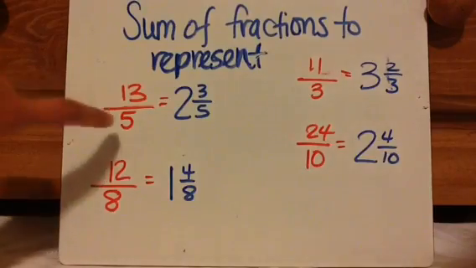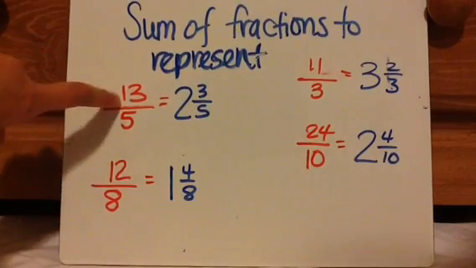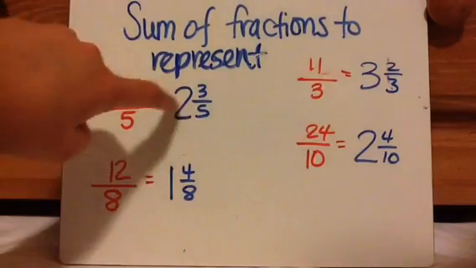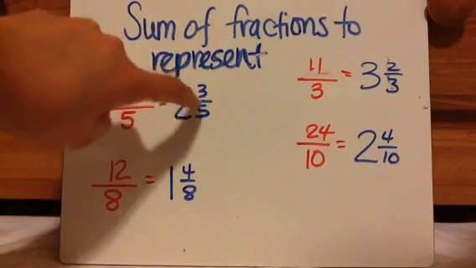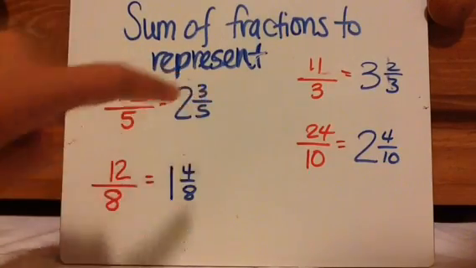So basically you count how many times does 5 go into 13. So 5, 10. So 2 times. 13 minus 10 equals 3, which means there are 3 left over. So then you keep the bottom number the same.